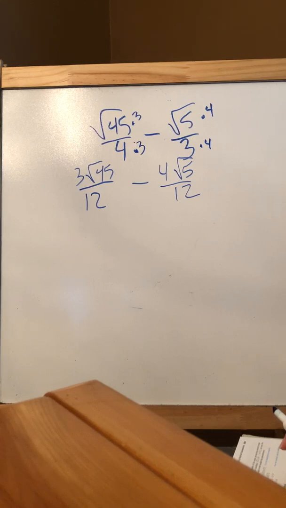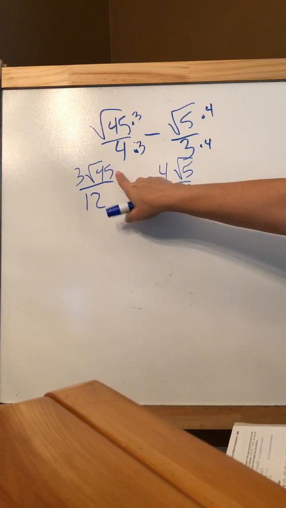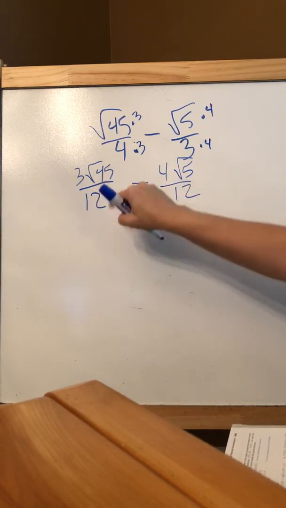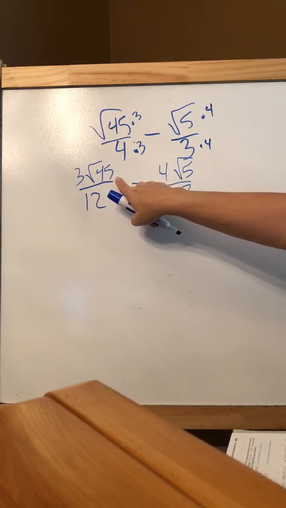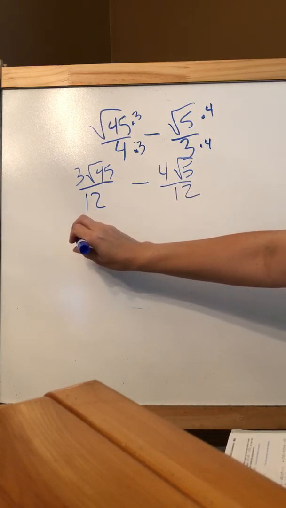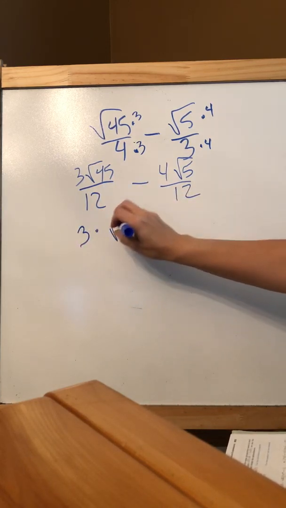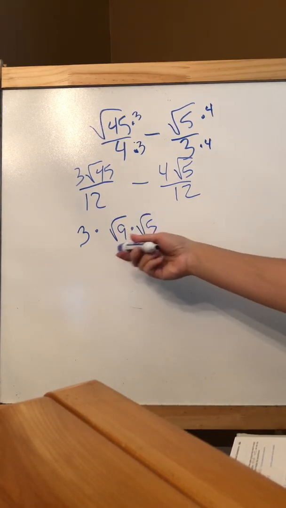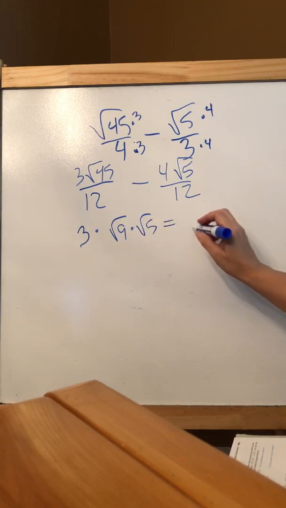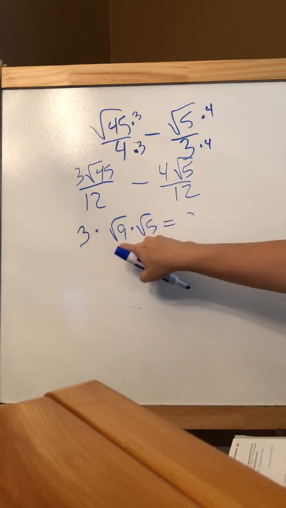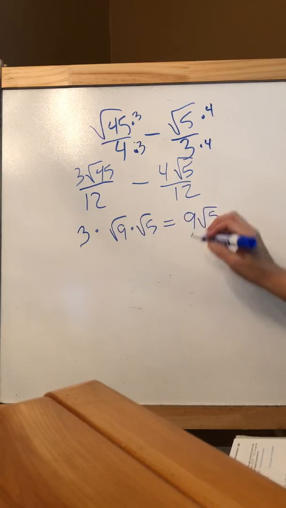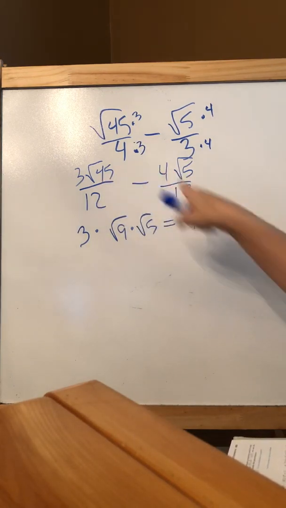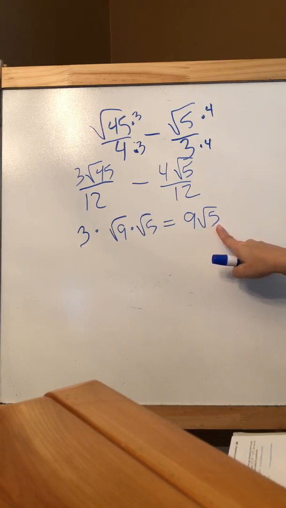Hold on, what did I mess up? Then we're going to factor this out, because we have 45 under here, and we can take a perfect square out of this. So let's do that. 3 times square root of 9 times square root 5. Square root of 9 is 3, so that's going to give us 3 times square root of 5, so 9 square root 5. So now we will have the same root and value under the radical sign.